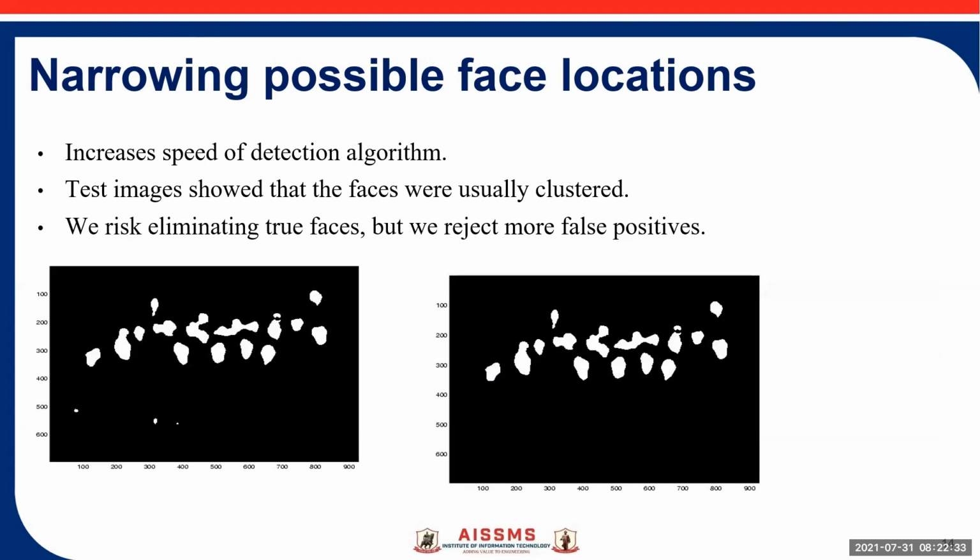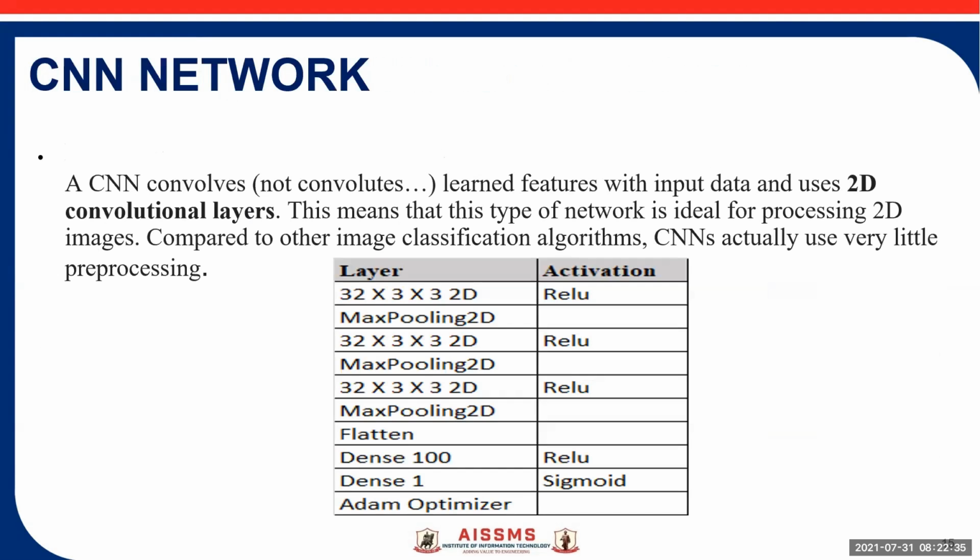So doing this increases the speed of our algorithm. Moving on to the main part of our system, that is the convolutional neural network. Why have we used this convolutional neural network? Because a convolutional neural network is made up of neurons with learnable weights and biases.